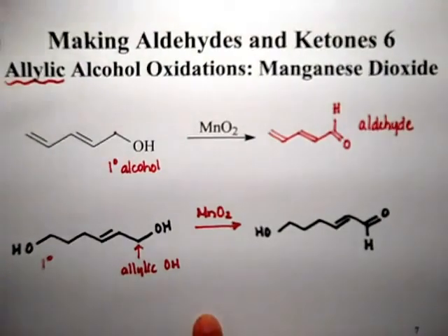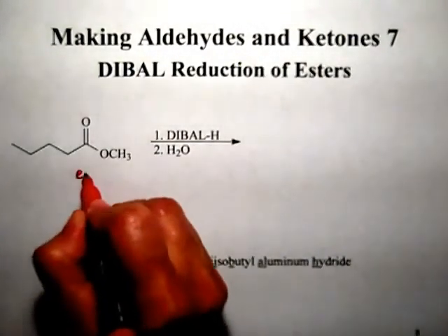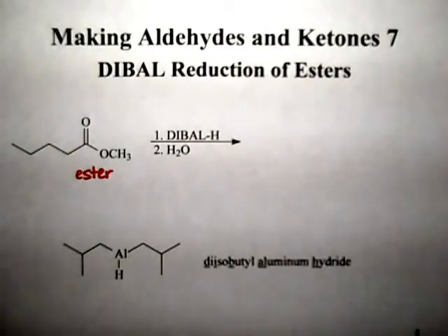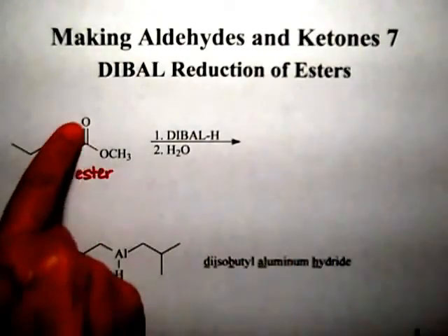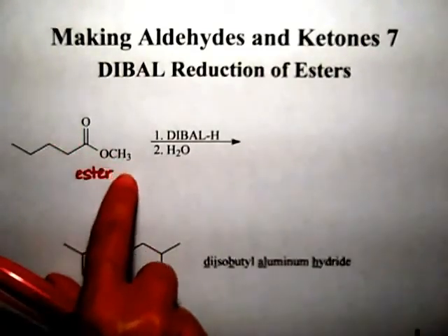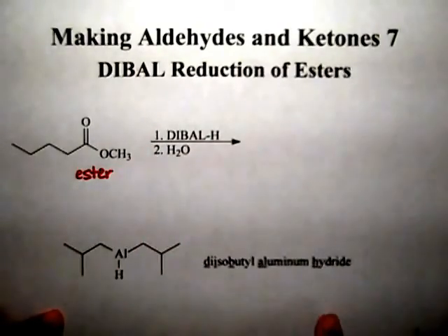The next reaction, and the last one actually, it's a reduction. And it's a reduction of an ester. This is an ester right here, and it's one of the functional groups we're going to see in the chapters that are coming. But notice that I have an OCH3 right here. This is a methyl ester, and I can actually reduce it with DIBAL.